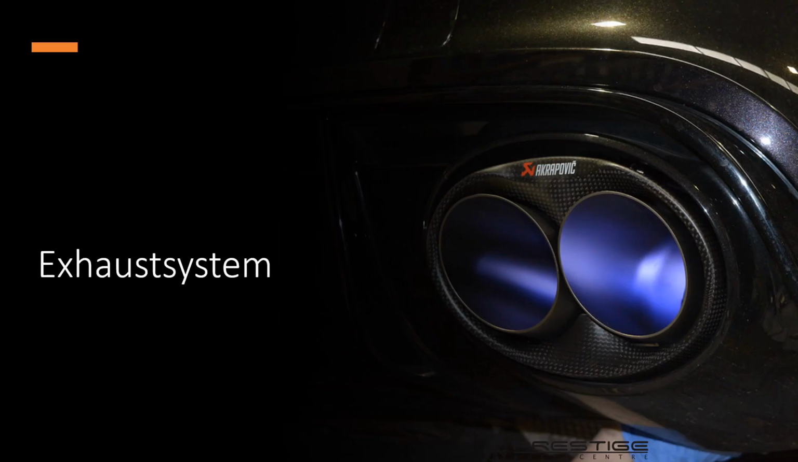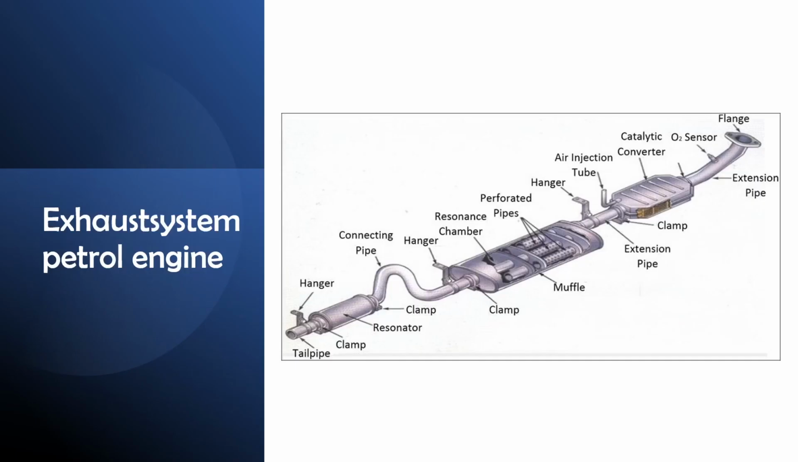Now on to the exhaust system. Here we see where the exhaust gases come out of the motor, going into the so-called flange, going through a catalytic converter, and then going through a muffler, which should do silencing, and another silencer at the end.